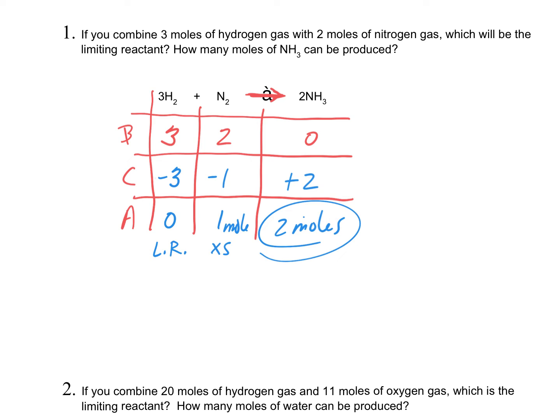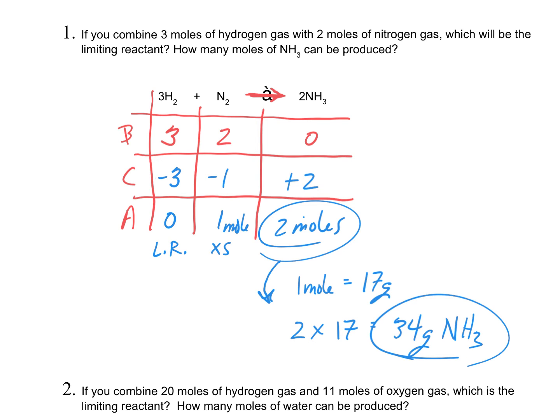I think it's also maybe important to get into the habit now of converting moles to mass. Okay? I know that every 1 mole of ammonia is 17 grams. I hope you can see why that is by now. But 2 moles is going to be twice that, right? So that's going to be 34 grams in the end. It's not being asked for in this problem, but this is something that we're going to be doing over and over again. So why not get in the habit of it?